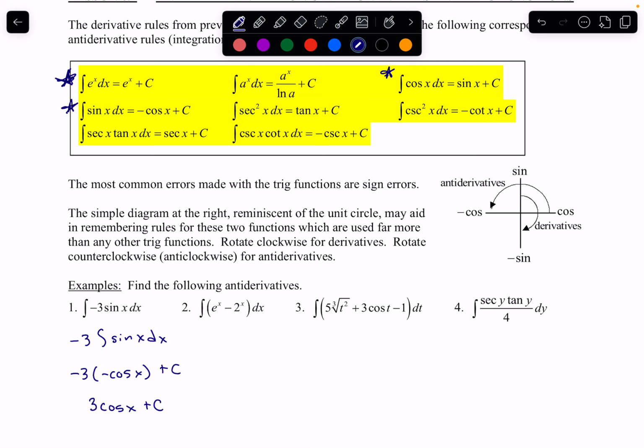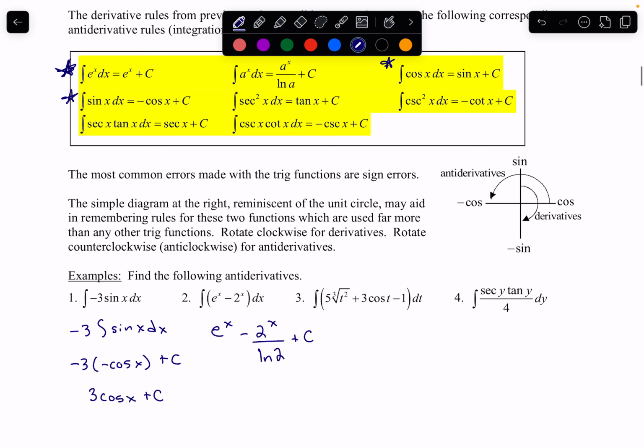Anyway, number two, integral of e to the x minus 2 to the x dx. So this one we can split up into two different integrals. So e to the x, when I integrate, is just e to the x. Negative 2 to the x, I'm looking up here at this one. It says that I put the 2 to the x on top, and then on bottom of the fraction, I put natural log of whatever the base is, which is 2, and then I get my plus c.